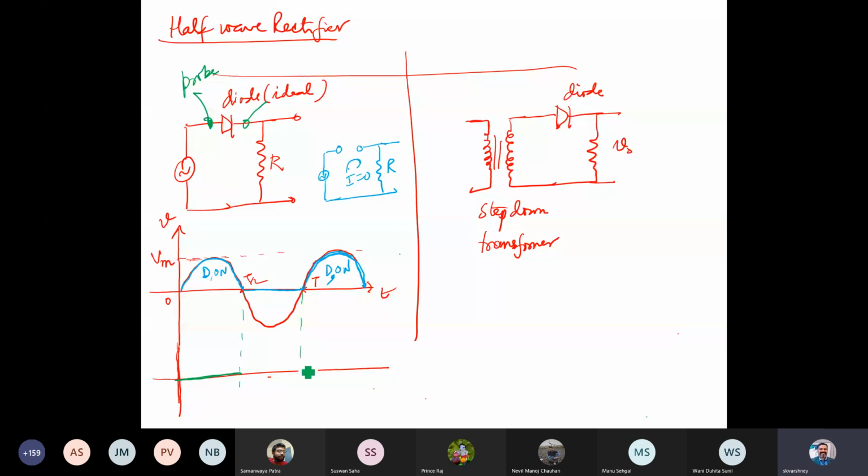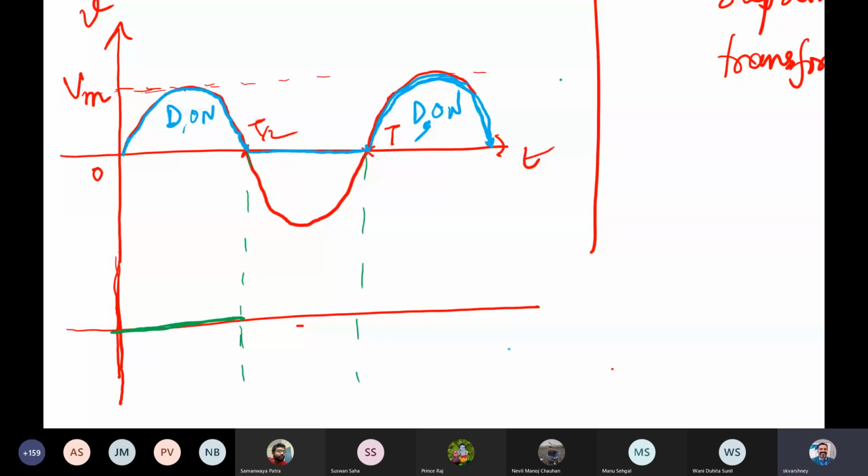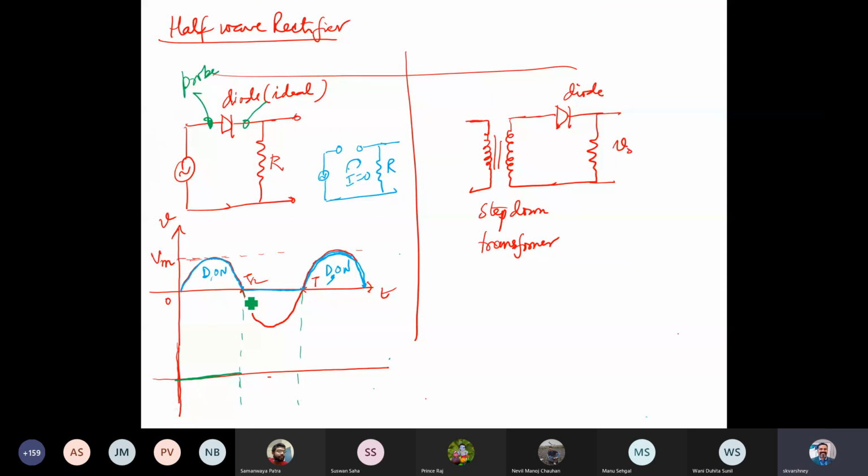And as soon as I go for the negative cycle, the diode is off. So all the voltage will appear across the diode terminals. So the voltage across the diode would be the input voltage, right? So this is the voltage across the diode, and this is the voltage across the resistor. The blue line is the output voltage across the load resistor, right?